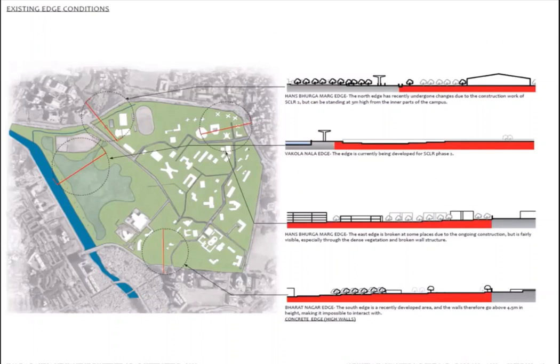The existing edge conditions were also studied to understand what is the boundary wall between the campus and the urban edge. The boundary wall that is noted is basically a huge concrete wall that divides the campus from the urban fabric.